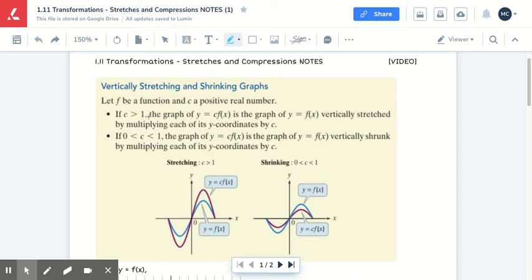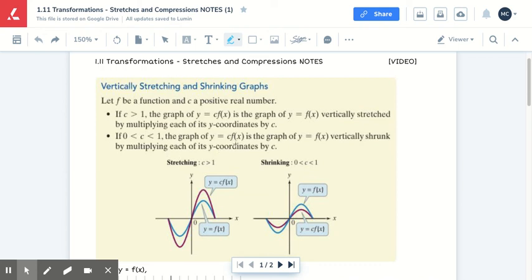So if f is your function and c is a positive real number, if c is greater than 1, then the graph of y equals c times f of x is the graph of y equals f of x vertically stretched by multiplying each of its y coordinates by c. So the picture here on the left would show us that one. Our graph of f of x is the blue one here. And then if c is greater than 1, then it stretches the graph vertically. So all of the x values are staying the same, but the y values are getting multiplied by whatever that number is.